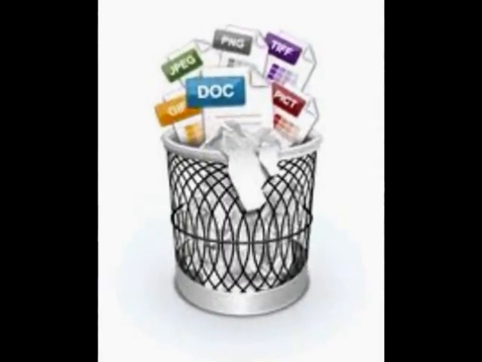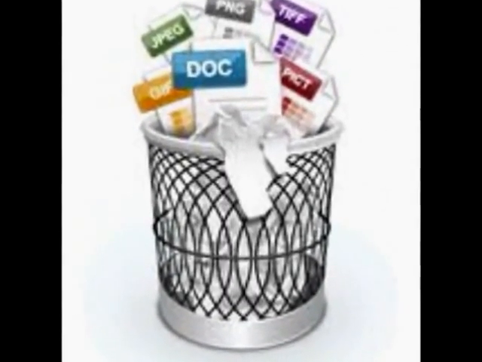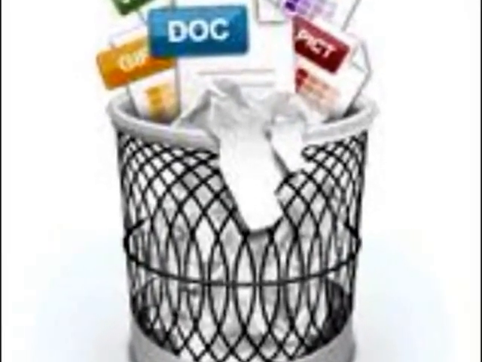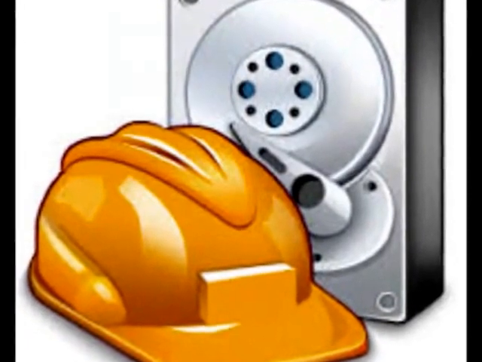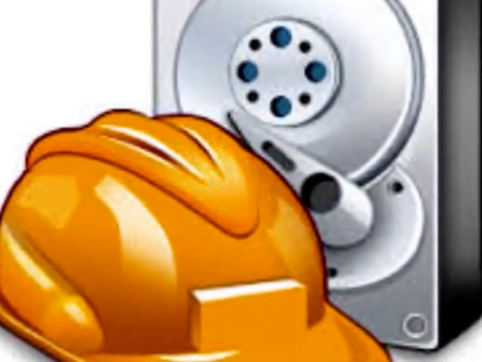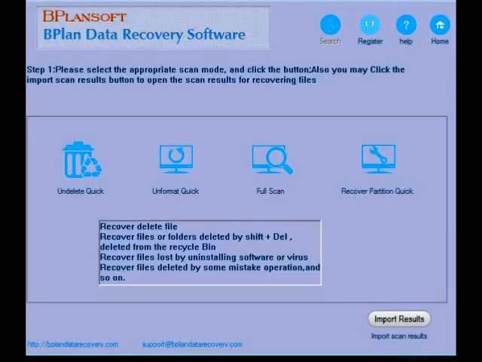In the same way you can recover your USB flash drive as well. You can use the Unformat Quick option to unformat a drive, and you can select Full Scan to do a full scanning, and by using the Recover Partitions Quick option you can recover the partitions in the machine. You can follow the same procedure shown in the video with the other options as well.